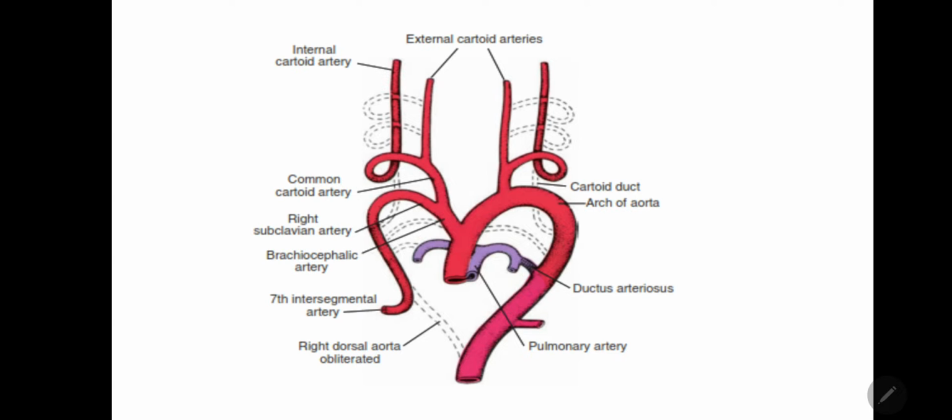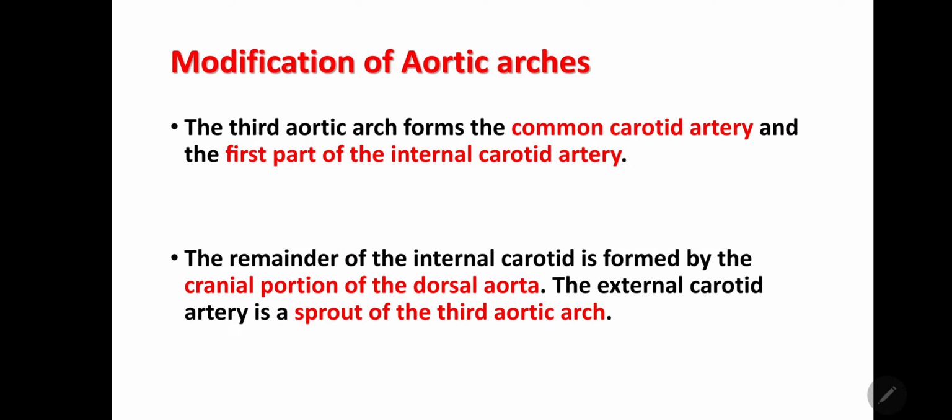That's why on the mediastinal surface of the left lung we are seeing only arterial impressions, whereas on the mediastinal surface of the right lung we are seeing mainly venous impressions in the majority part. So there will be modification of these aortic arches.